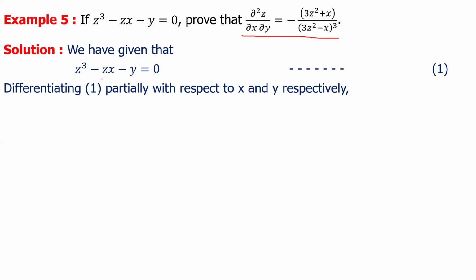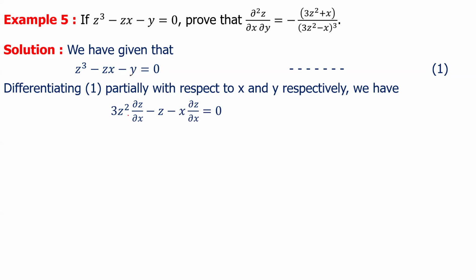Now, differentiating one partially with respect to x and y respectively, we have to first find the partial derivative of this equation. Here z is the dependent variable, x and y are independent variables. So we have to first find out the partial derivative of z with respect to x and the partial derivative of z with respect to y. Let us first find the partial derivative of this with respect to x.